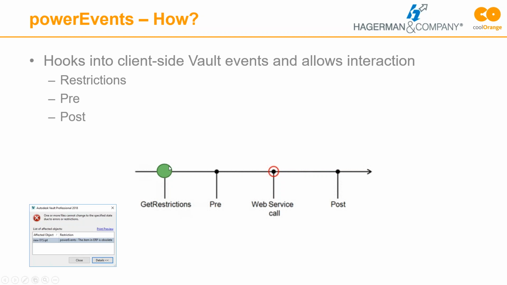If the restrictions get passed, there is a pre-event which allows you to take some actions that need to take place before the web service call.